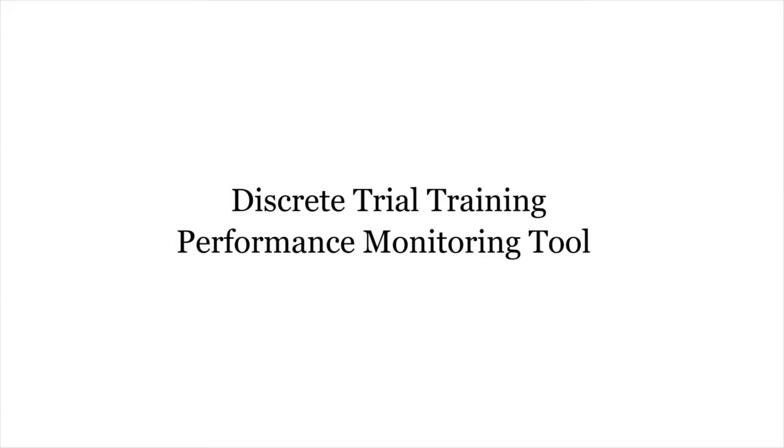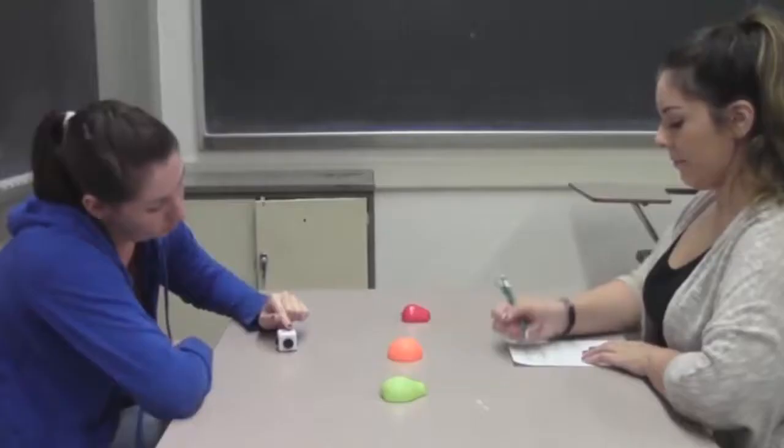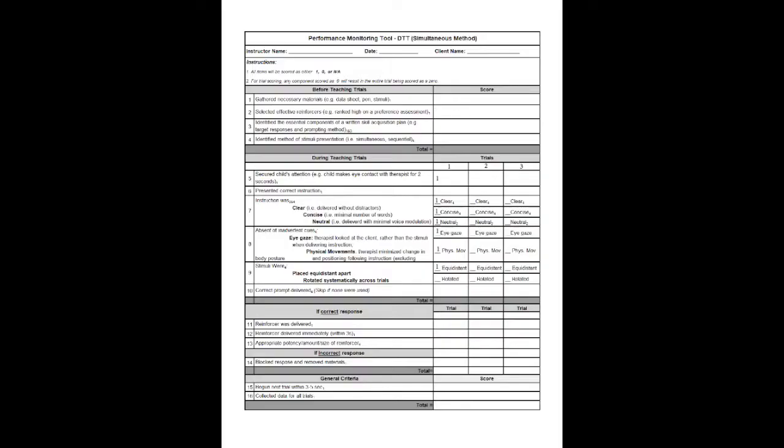You have just learned about the components of DTT and the different methods it can be implemented. This video will outline how to implement the simultaneous method of DTT, where at least 3 stimuli are introduced at the same time. If you have not done so already, please pause this video and print out a few copies of the PMT. Now let's get started.